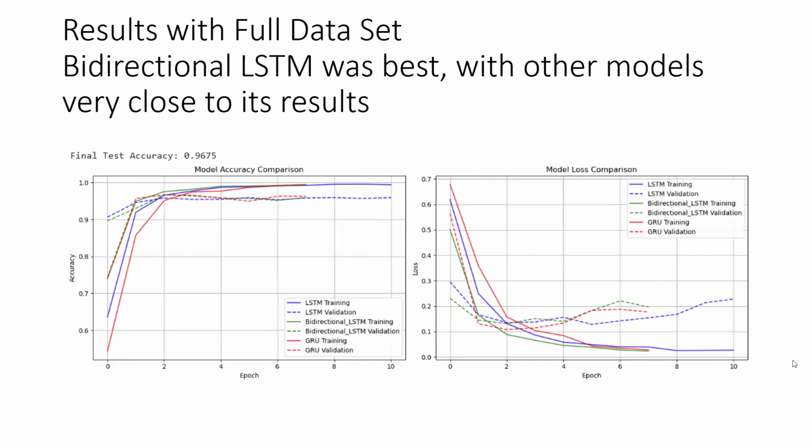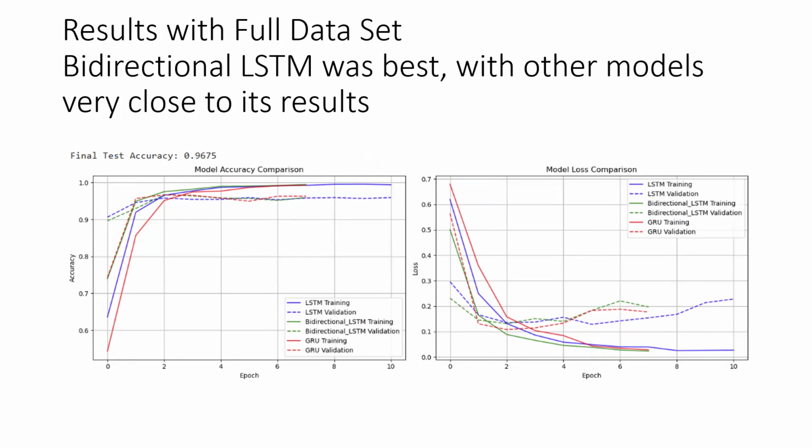All right, so let's talk about our results. I ran the three different models, the LSTM, the bidirectional LSTM, and the gated recurrent units, and I've got solid lines representing training and dashed lines representing validation accuracies. I then also did a model accuracy comparison, and I also did the model loss comparison. My x-axis is epochs, and my y-axis is accuracy for the first grid and loss for the second grid.